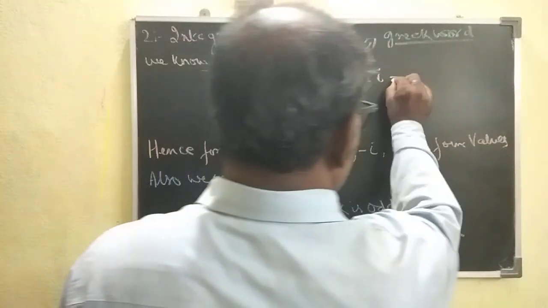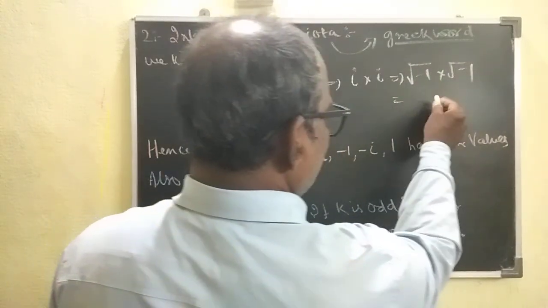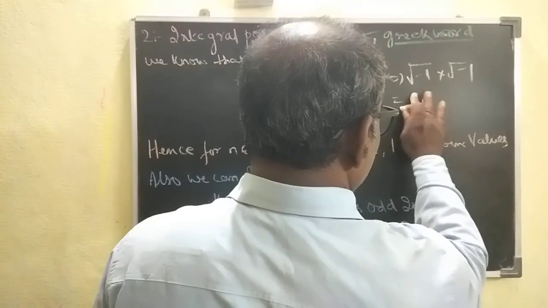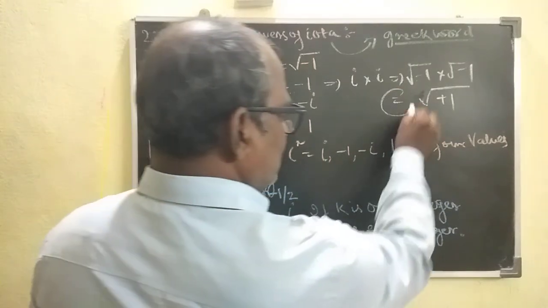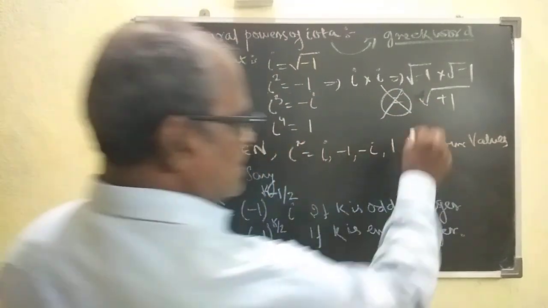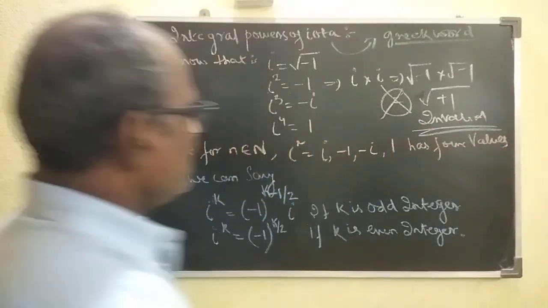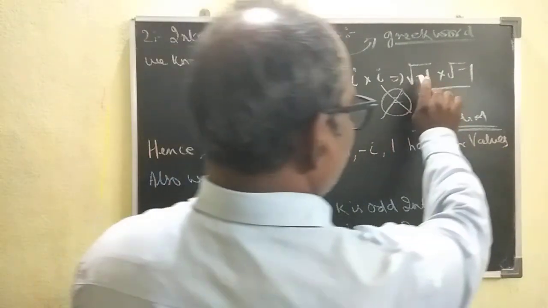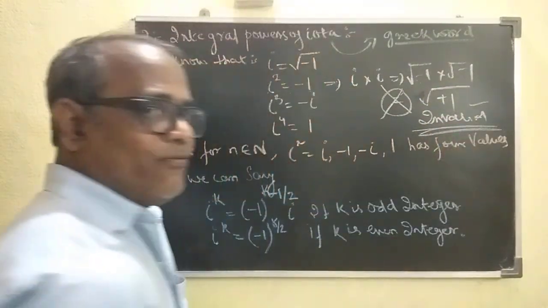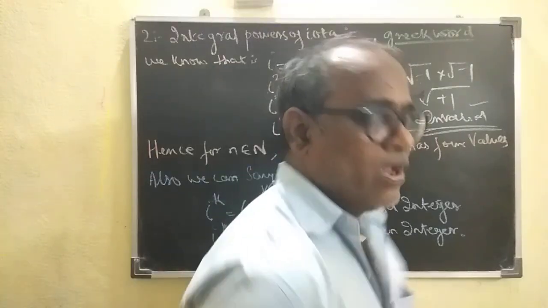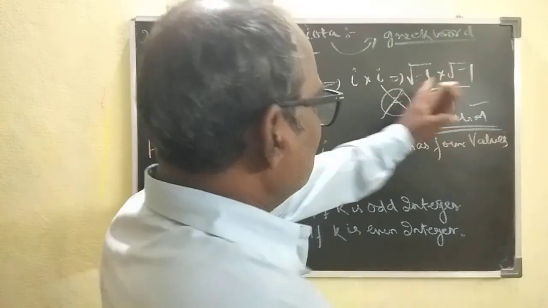Now what can we write from here? This implies root over -1 into root over -1. So can it be equal to root of (-1 times -1), that is root of 1? No. This part cannot be, because it is invalid. That means in complex numbers, if there are two negative numbers, then the multiplication cannot be done in this way. It is only valid when both are positive, or if one is negative and one is positive, but it is invalid when both are negative.